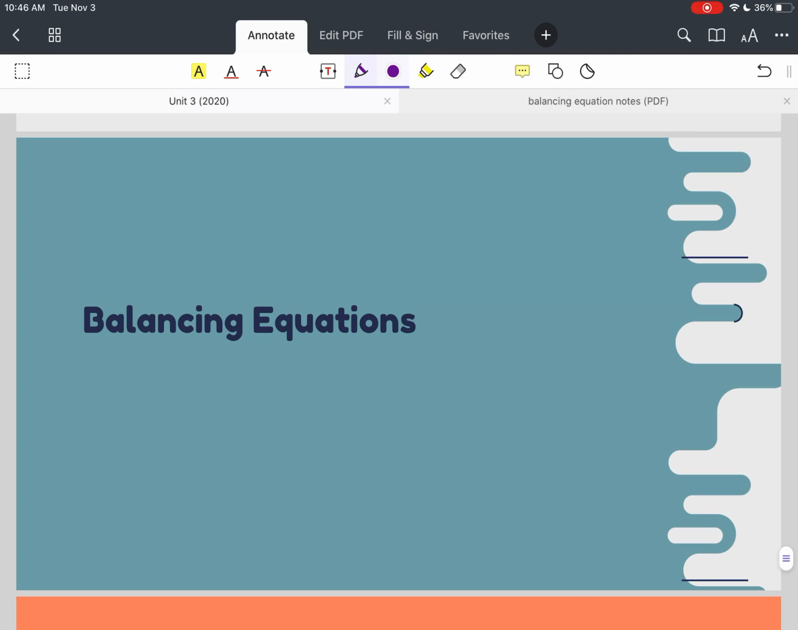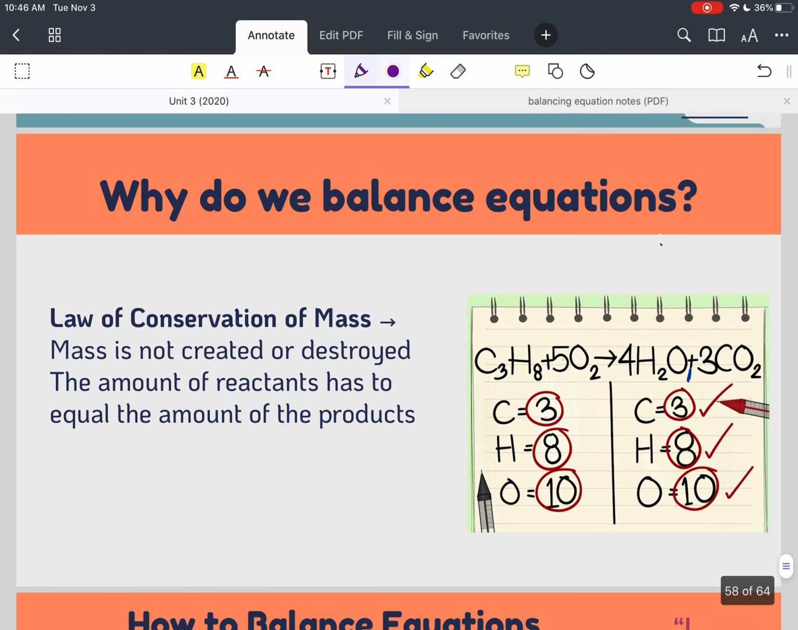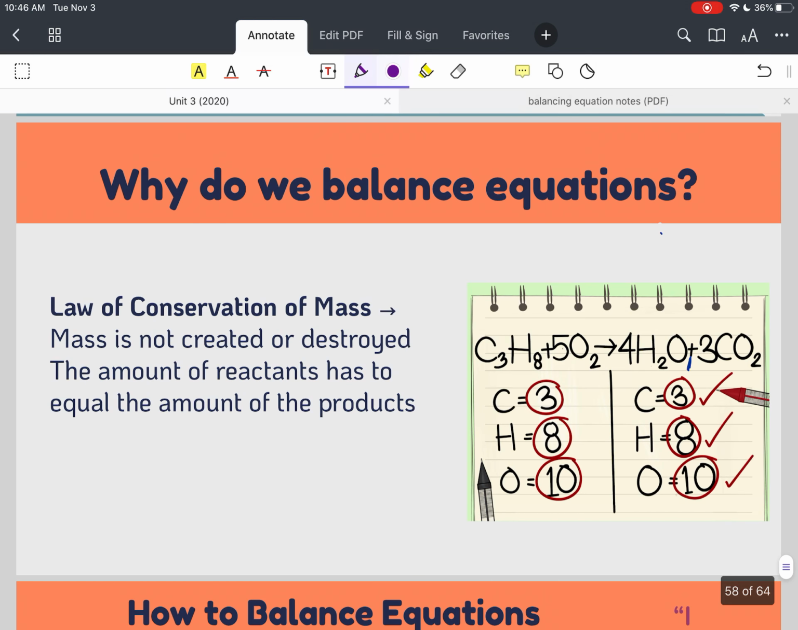So back to the notes. We're going to be on the very last page of the notes where it says balancing equations notes, where it actually has equations out with blanks. Okay, that's where we're going to be. And the first question on that page is, why do we balance equations?